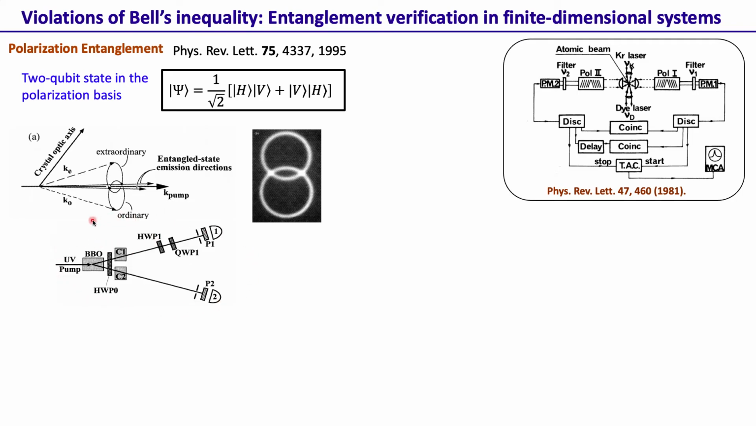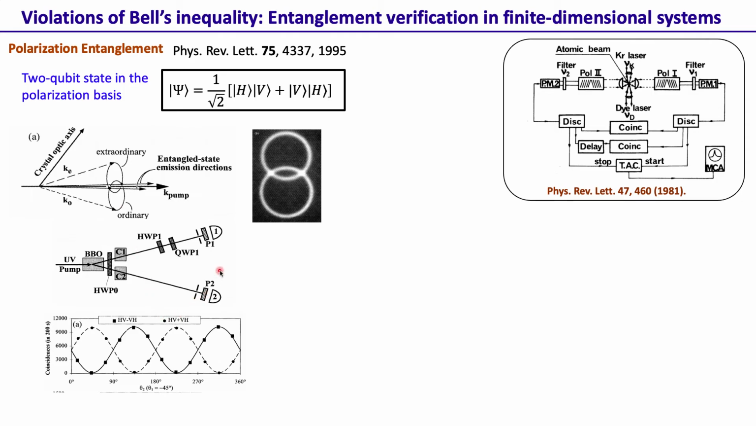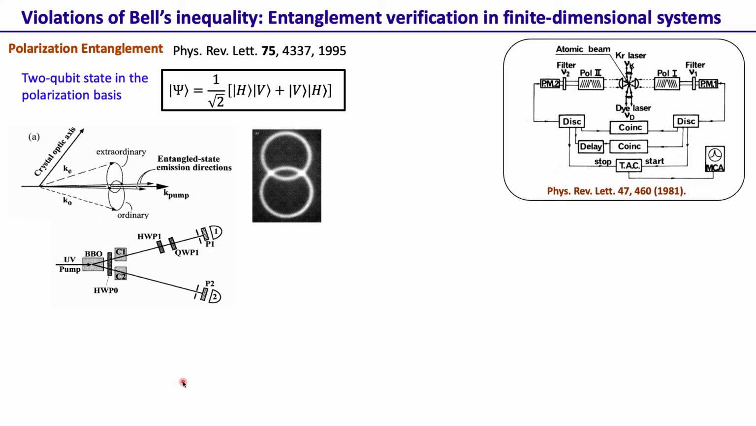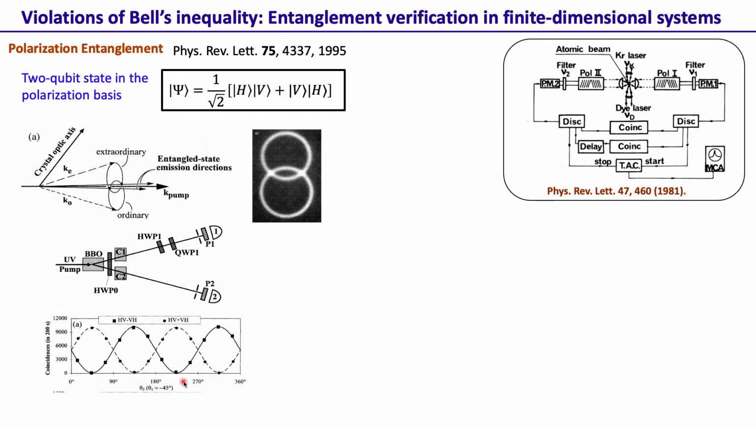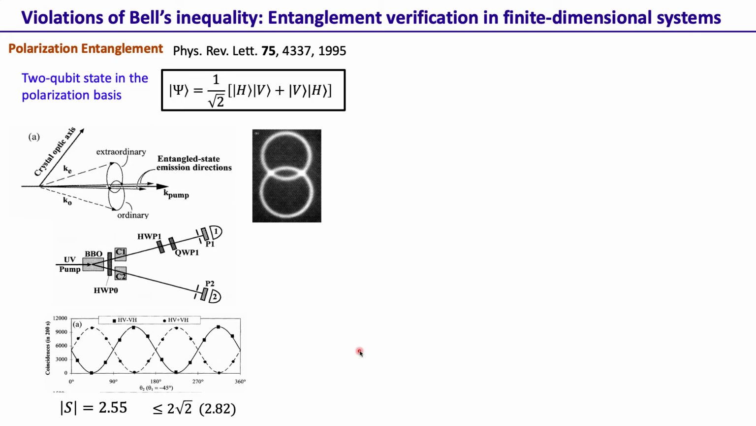With such a phase matching, this experiment verified that if you look at coincidence, we get the cosine squared theta 1 minus theta 2 type dependence that we have seen for quantum correlation. And in this case, the Bell parameter was measured to be 2.55 in the polarization basis. Again, this is less than 2 root 2, that is 2.82, and thus it demonstrates the violation of Bell inequality.